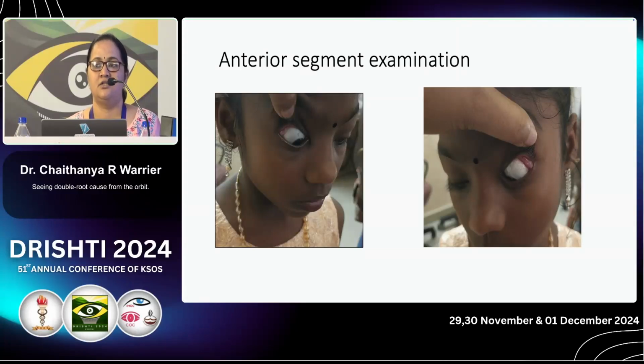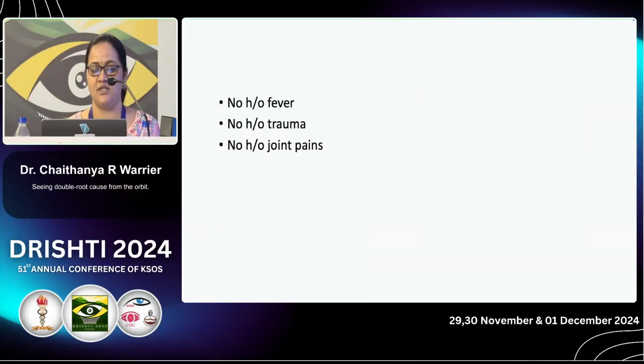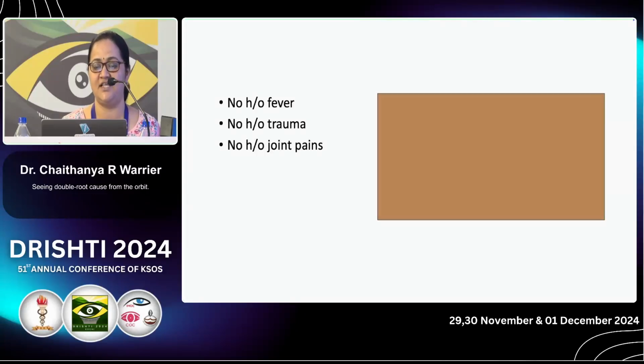But for that, the child will be febrile or pain will be there. See, I am lifting both eyes. Very easily the child is cooperating, there was no pain. So I asked the mother, again fever, trauma, joint pain, nothing was there. Again with the history, I got a positive relevant history.